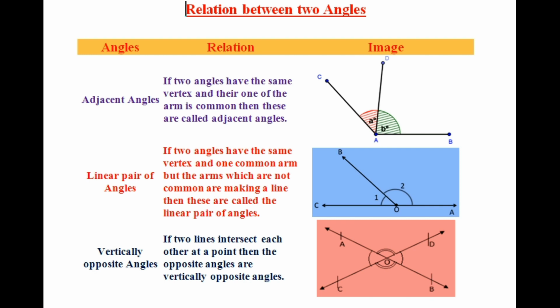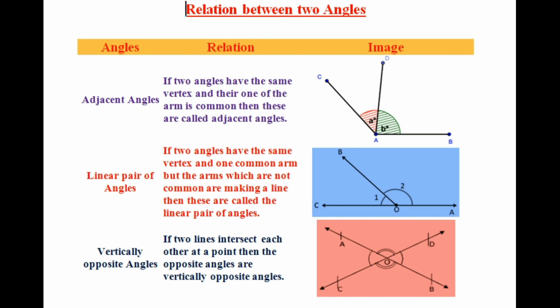You see, if two angles have the same vertex and one common arm, but the arms which are not common are making a line, then these are called a linear pair of angles. That means you see OA and OC. Clear? Two arms are straight. That is, the non-common arms are straight. Clear? Then you have one common arm, that is OB.